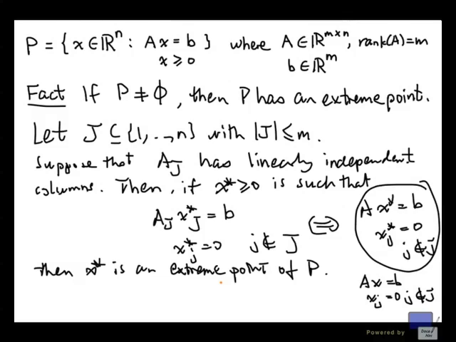What have we got? If you want to find extreme points in P, all you have to do is find at most m linearly independent columns in A. Let's say the indices of those columns give you the set J. Solve this system, and if all the components are non-negative, you have got an extreme point. And all extreme points arise this way.